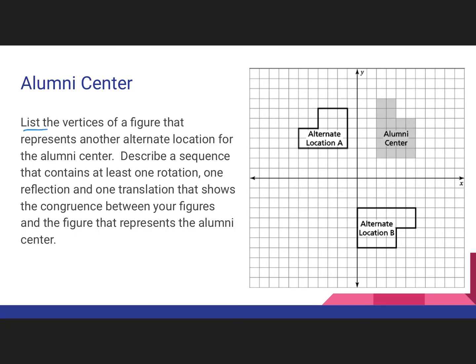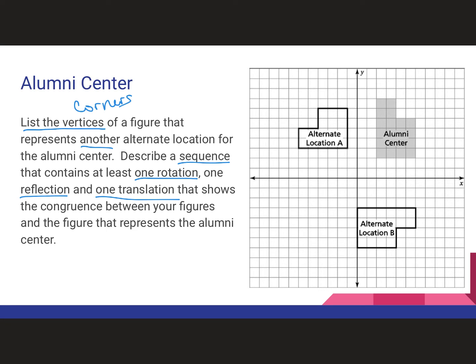We are asked to list the vertices. The vertices just means the corners of a figure that represents another alternate location for the Alumni Center. We have to describe a sequence that contains at least one rotation, one reflection, and one translation that shows the congruence between your figures. Okay, so I think it's easiest to start out by just doing this.